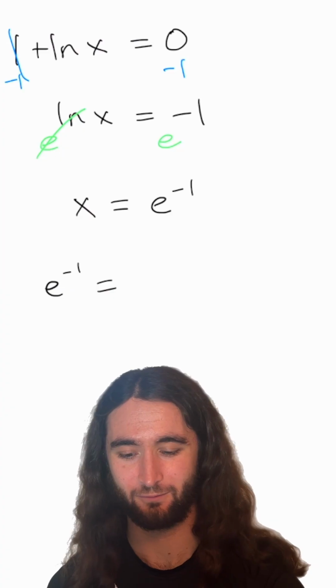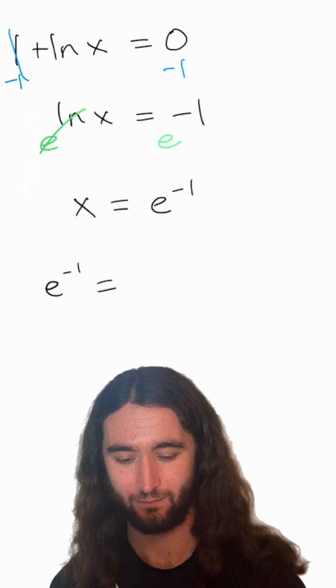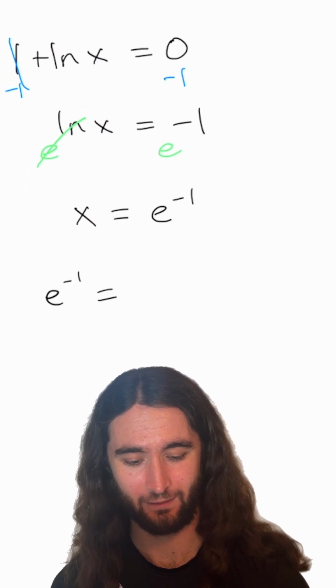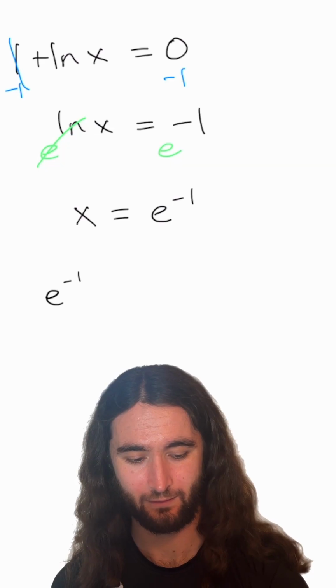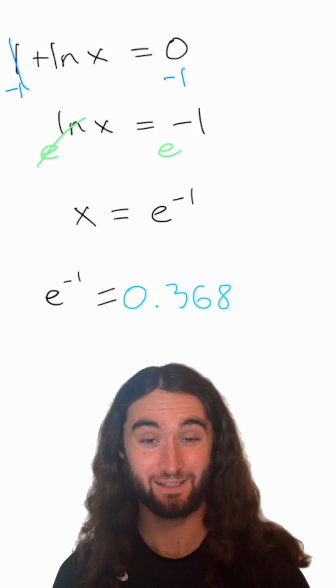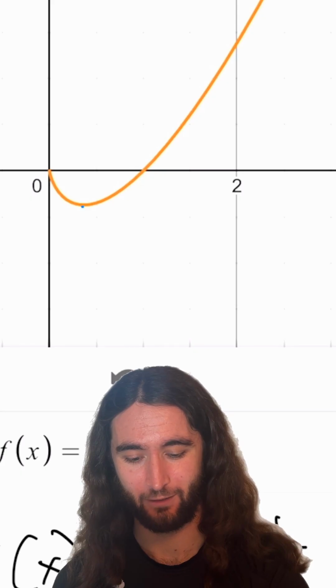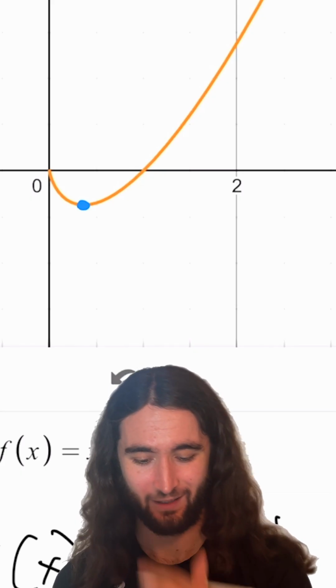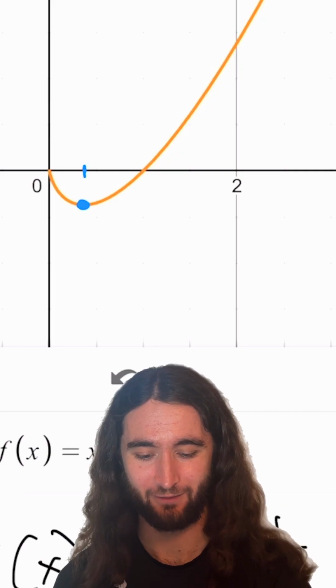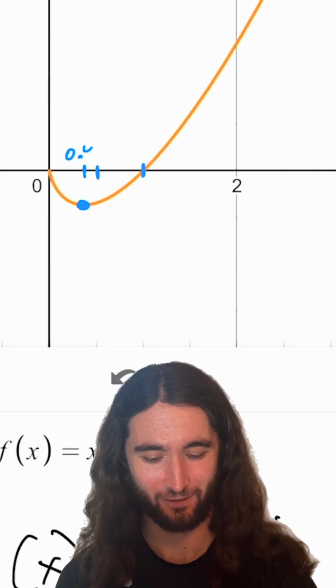If I turn this thing on real quick, it'll tell me what that is. e to the negative 1 is 0.368. So that's the x coordinate for our minimum value here. And yeah, that looks about right. Right here is 0.5. Here's 1. And so about 0.3 or 0.4 sounds pretty much correct.